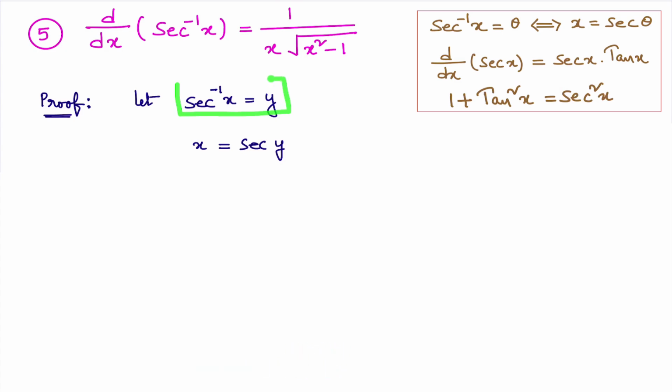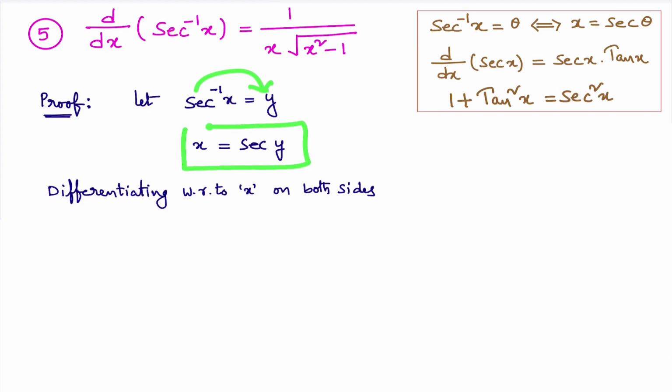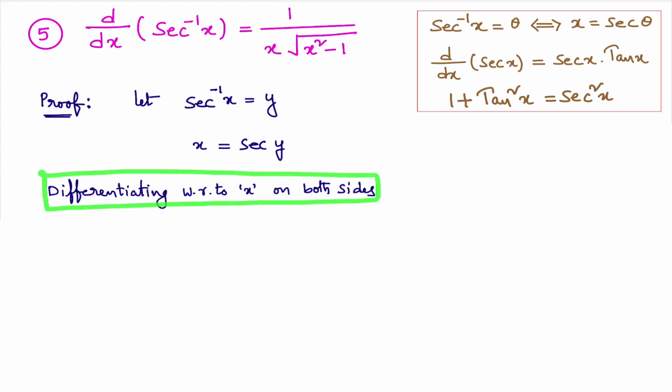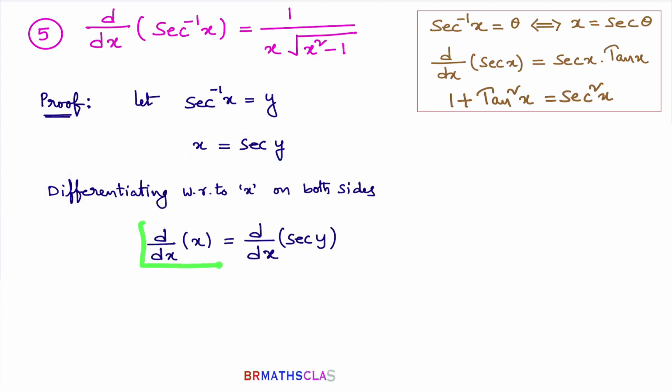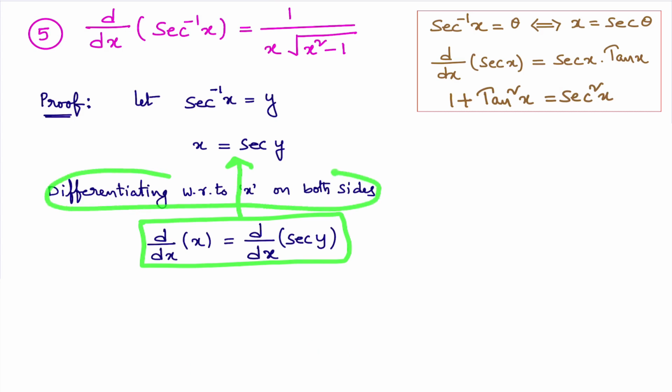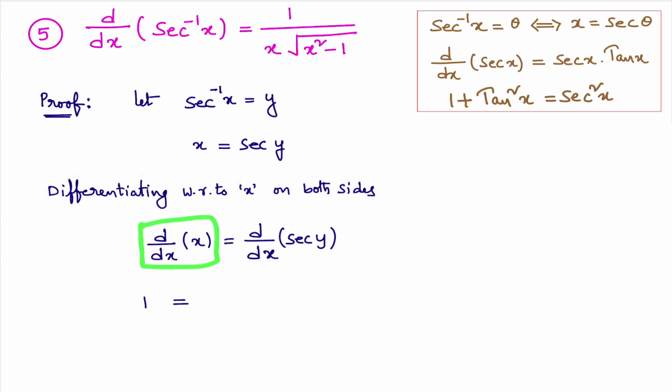As I have taken secant inverse x equal to y, from the definition of the inverse secant function, I can write x equal to secant y. Now for this equation, I'll differentiate with respect to x on both sides. Differentiating with respect to x on both sides is nothing but writing d by dx to this equation on both sides. So d by dx of x equals d by dx of secant y. It indicates I am differentiating with respect to x on both sides. The derivative of x with respect to x is 1.